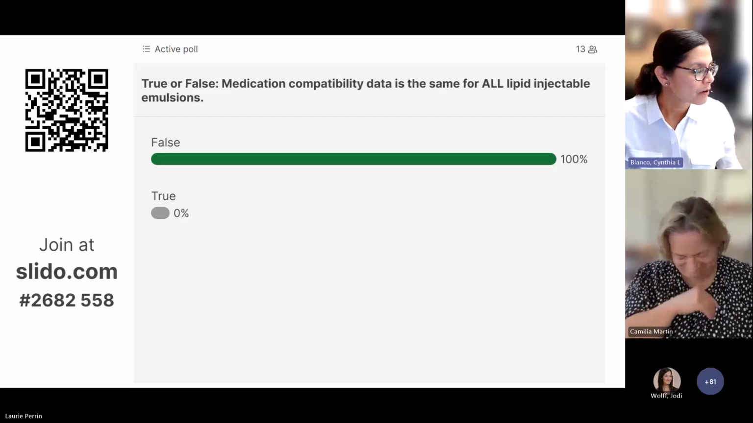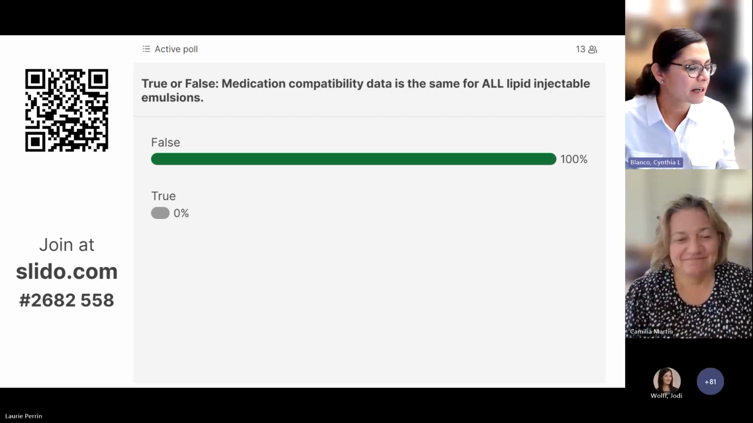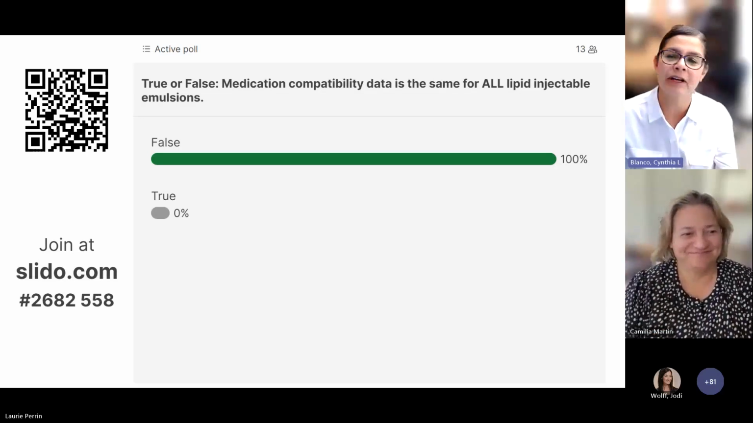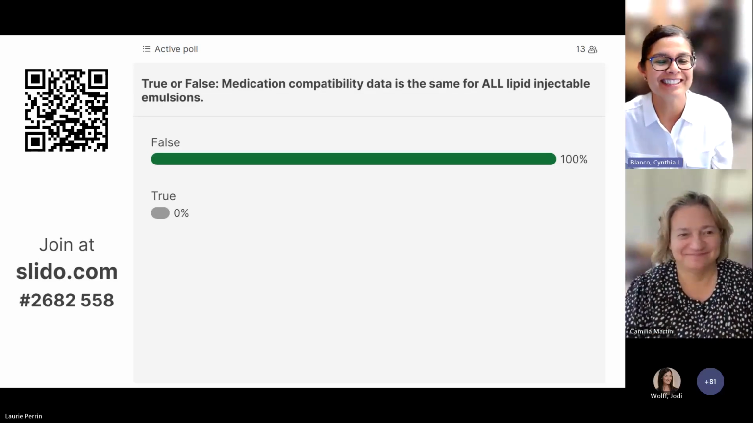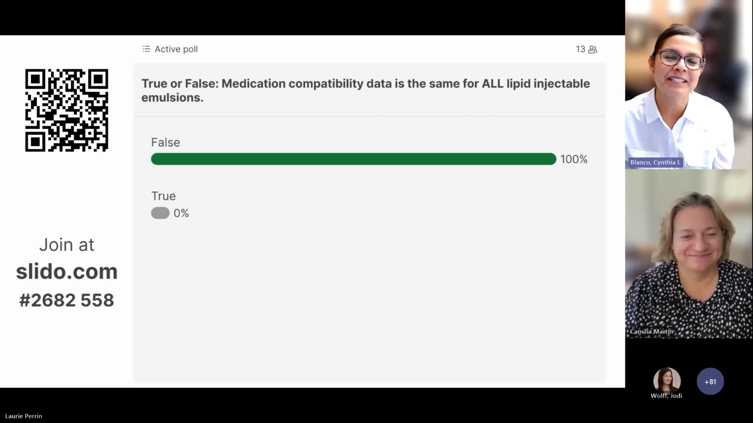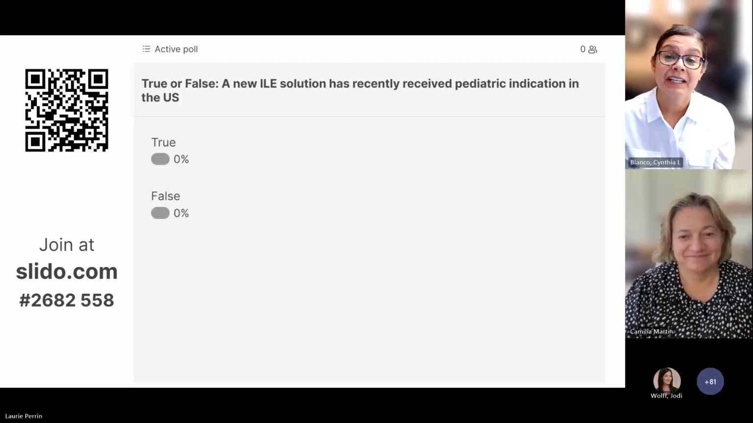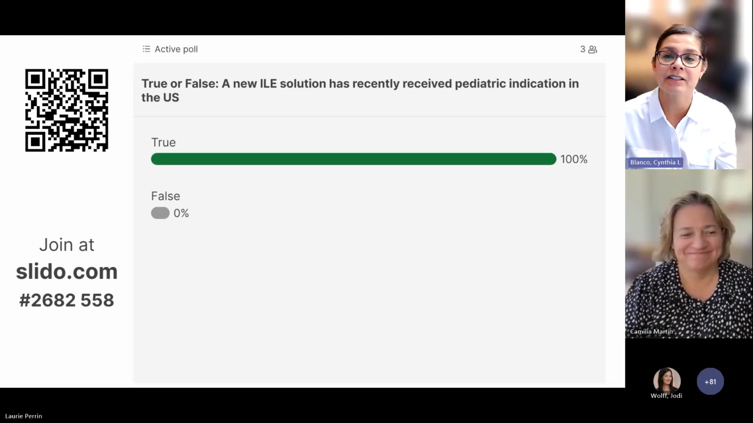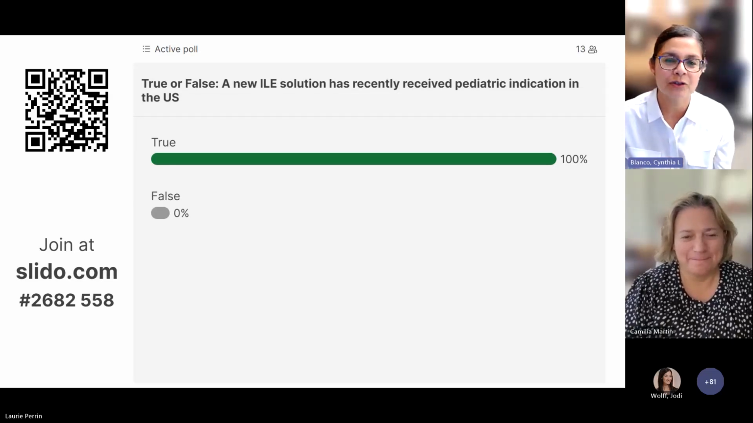And then the true or false: the medication compatibility data is all the same. We already talked about it. It is false. You want to go to the next one. And a new solution has recently been approved for pediatric indications in the US. I think somebody had a question about that, I saw it flying in the chat. If you want to go to the next one, that is true.